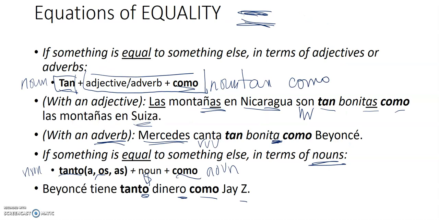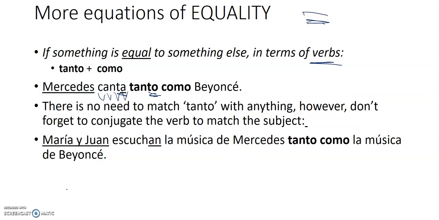In fact, if we go back, let's remember that these verbs right here, canta and son, are all conjugated for whatever that first noun is. So canta, Mercedes. Okay, tiene, here's our verb here. It goes back to the first noun. Okay, so right here we would say that Maria y Juan escuchan la música de Mercedes tanto como, again, no need to match anything, la música de Beyonce, but our verb is still conjugated to the first subject. In this case, it's two people, so we're going to use the plural conjugation of the verb.